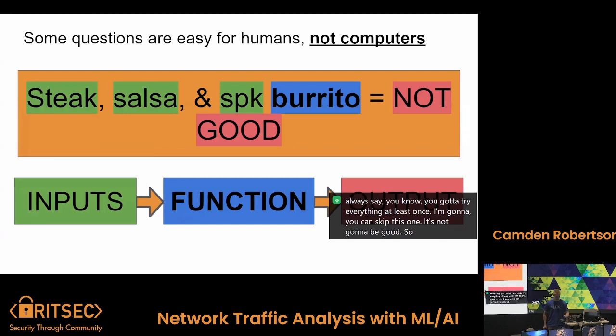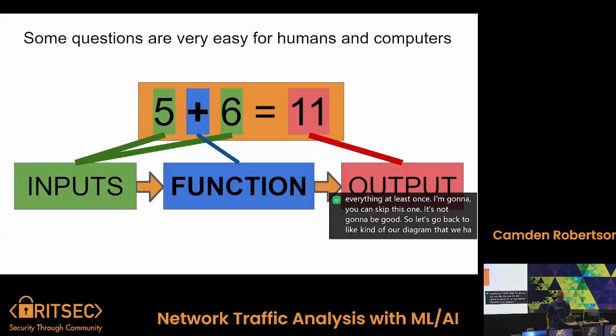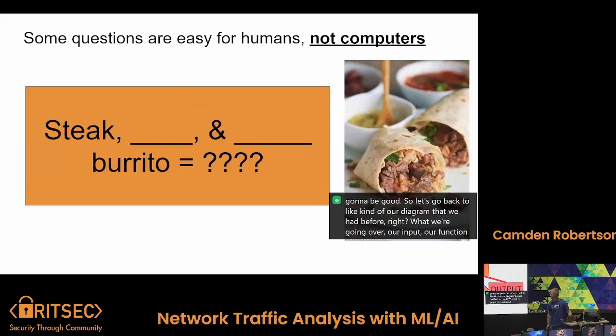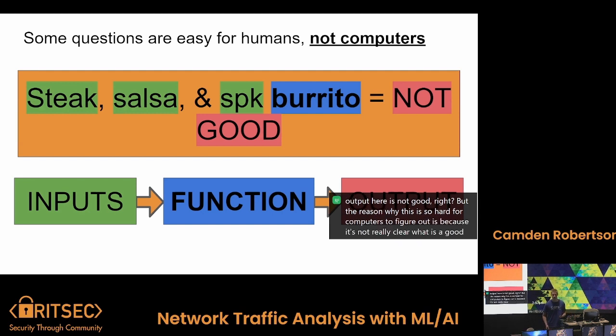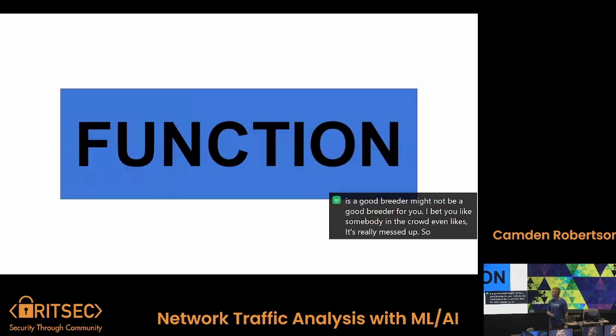So let's go back to our diagram that we had before, where we're going over our inputs, our function, and our outputs for this slightly more complex problem. We still got our inputs, right? We got steak, we got salsa, we got Sour Patch Kids. Our function is the burrito, or more so, what would make it a good or not good burrito. And of course, the output here is not good, right? But the reason why this is so hard for computers to figure out is because it's not really clear what is a good burrito. What I think is a good burrito might not be a good burrito for you. I bet you somebody in the crowd even likes the Sour Patch Kids burrito. It's really messed up.